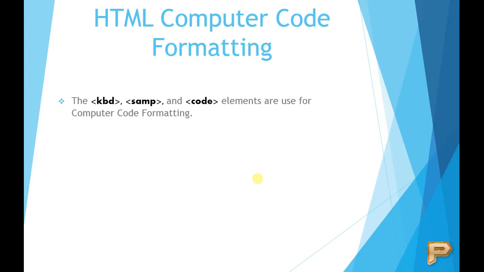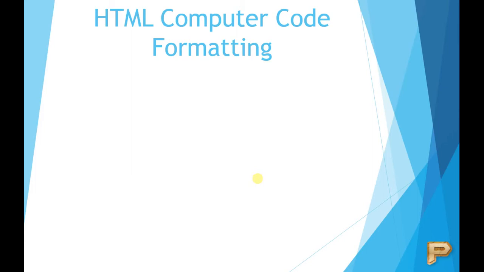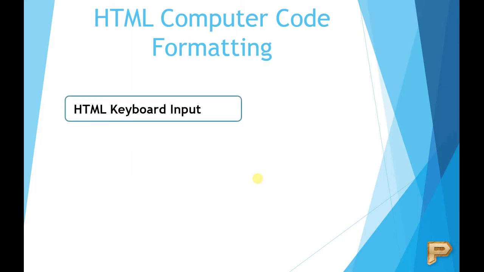KBD, SAMP, what are these codes? What are their abbreviations? I'll tell you. These elements are used for computer code formatting. These three are the major tags used for computer code formatting. You have to remember these things, learners. These are the three major tags which help you do code formatting in HTML. These elements support fixed letter size and spacing. And so we will first see KBD, meaning keyboard.